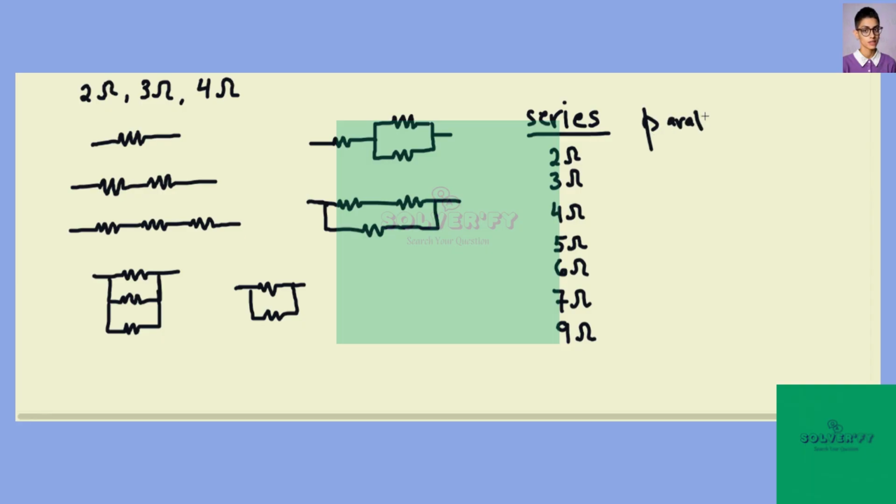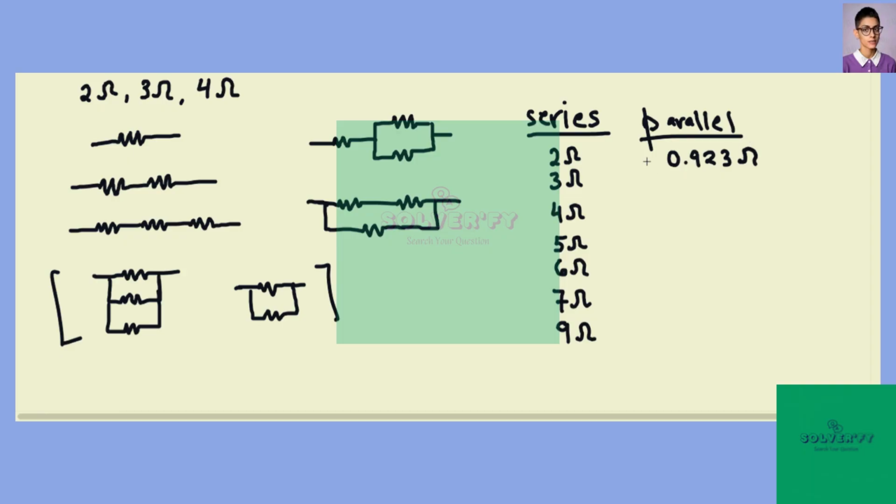So now looking at the parallel combinations, where we have either all of them in parallel with each other or just 2 in parallel with each other, we're going to have the lowest resistance when they're all in parallel with each other, and that'll give us an equivalent resistance of 0.923 ohms.